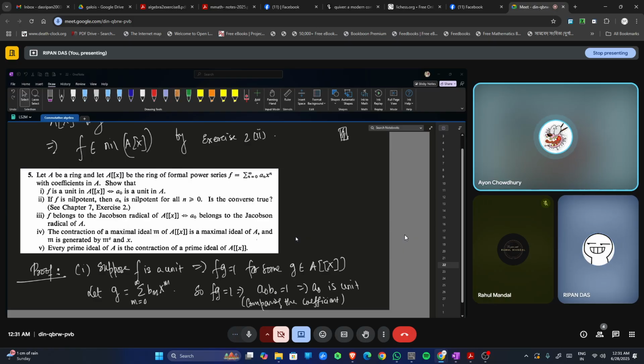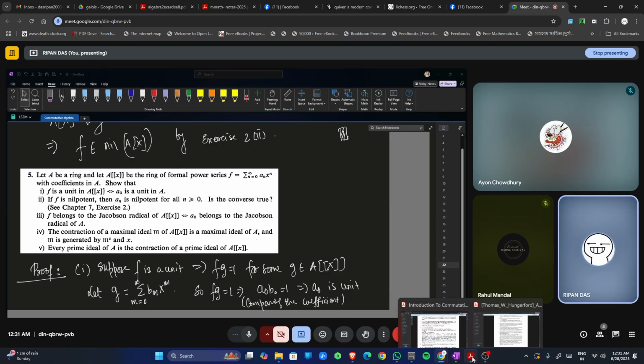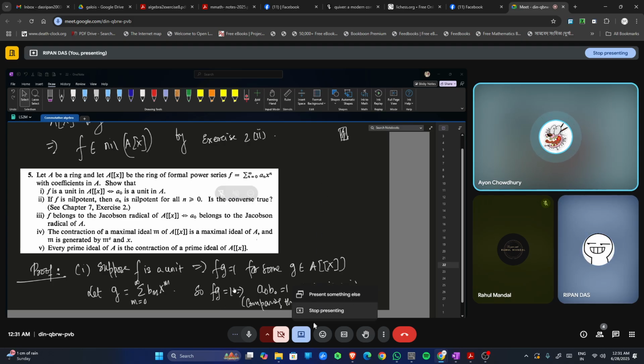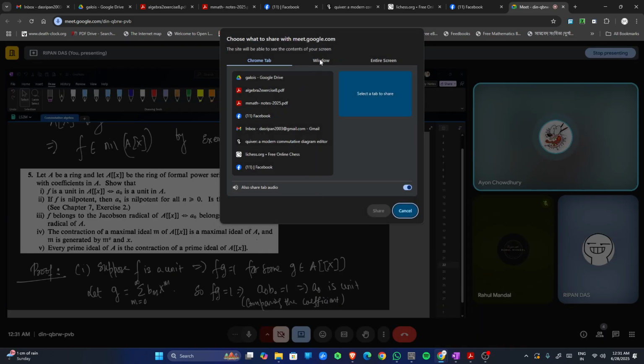Just take Z4, I guess Z4 should work. Okay, take the ring. No, Z4 also won't work. So let me think. Okay, so I just need two different nilpotent elements.